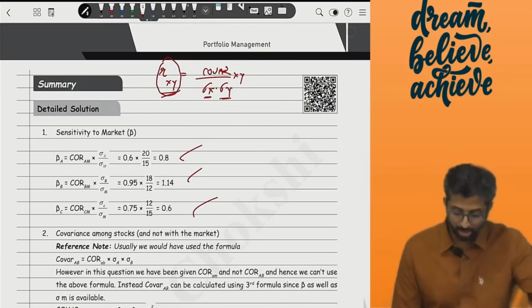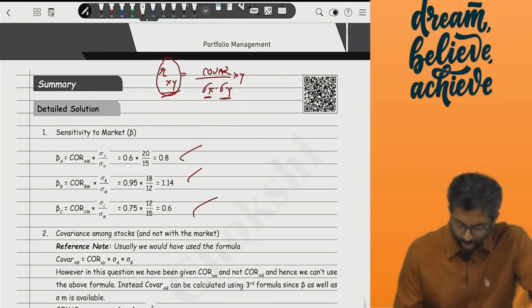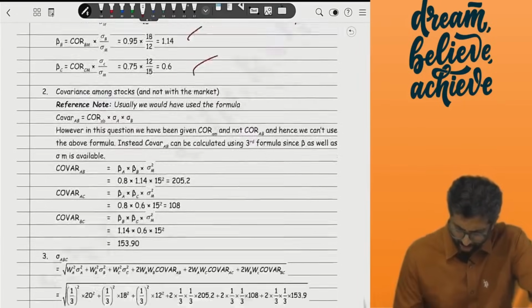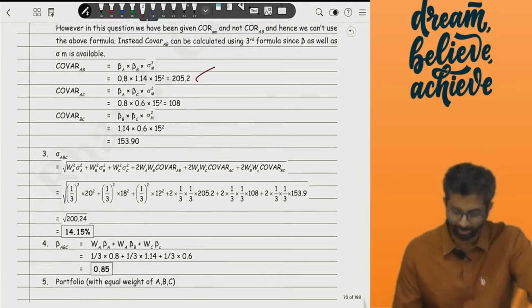So which is the formula that you will apply? Well, if I want to take the covariance of AB, another formula is I will take beta of A into beta of B, which I have, into the variance of the market, which also I have. Like I can take 0.8 into 1.14 into 15 squared. This will come to around 205.2 or something, as you can see over here, 205.2.